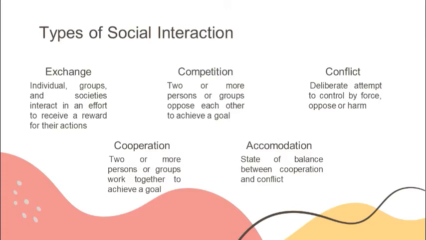Third, conflict is deliberate attempt to control by force, oppose, or harm. Fourth, cooperation is two or more persons or groups work together to achieve a goal. And the last is accommodation, a state of balance between cooperation and conflict.